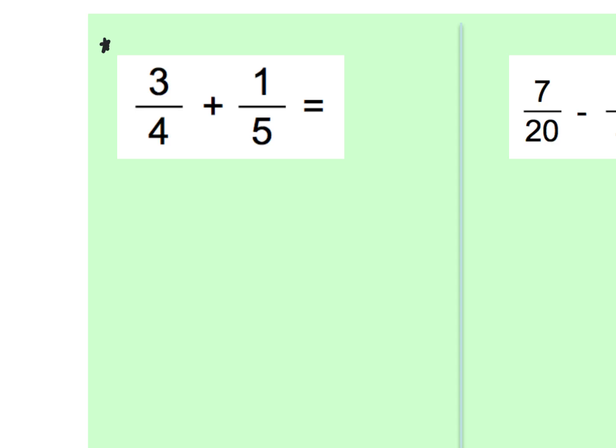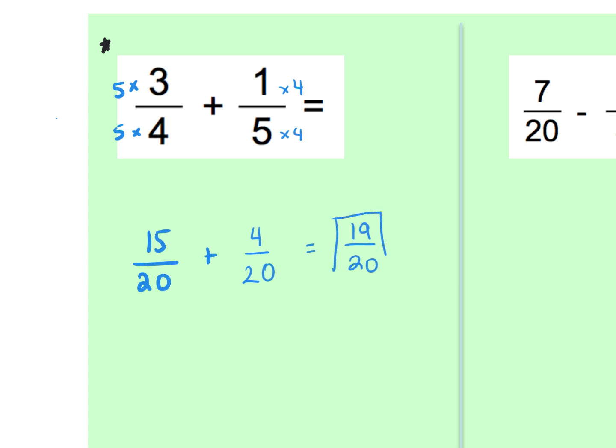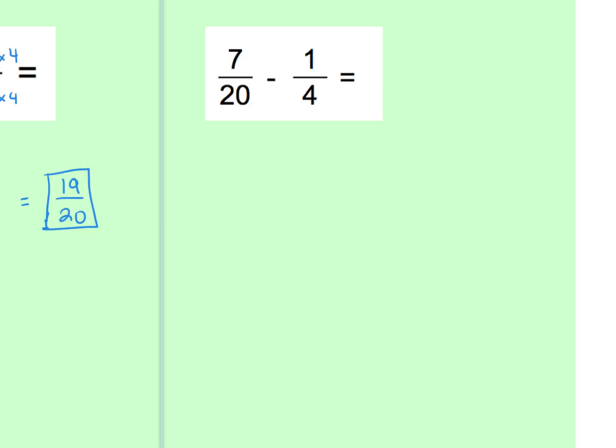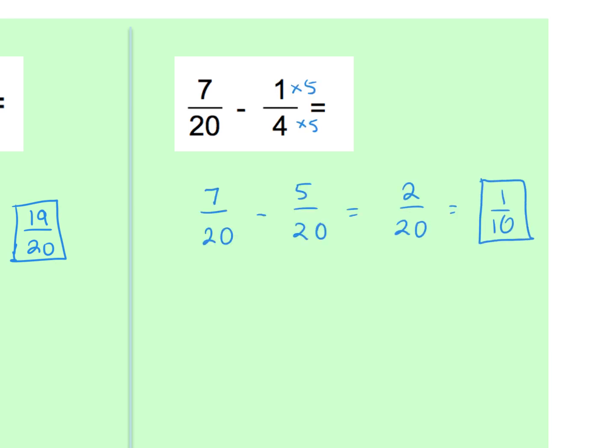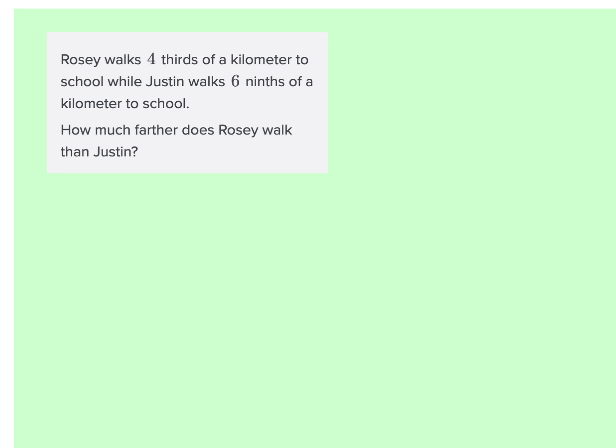Pause the video here and try this one. Make a common denominator first. Once we make our common denominator, now we just add across my numerators and I get 19/20. Pause the video and try this next one. Don't forget to still simplify your answer when you get your final answer. You always put it in simplest form. Let's take a look at this next one.